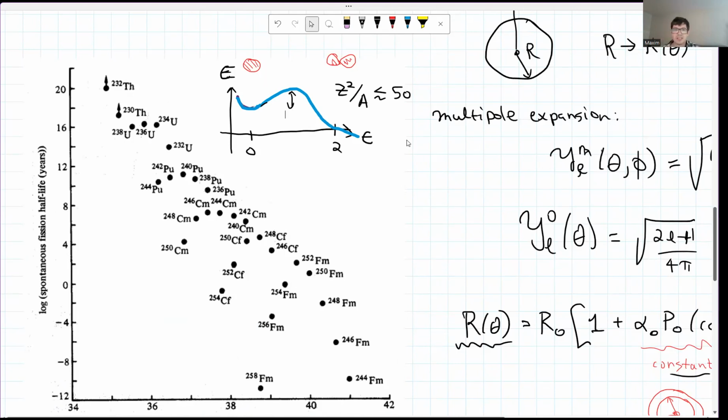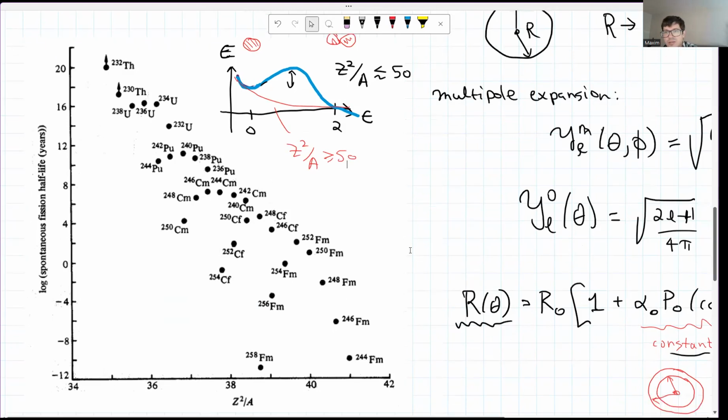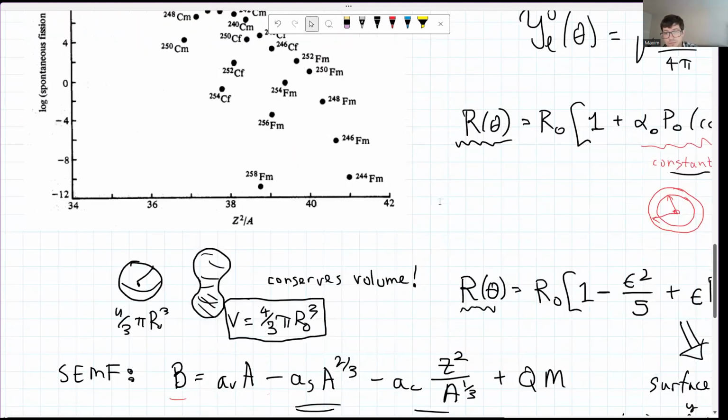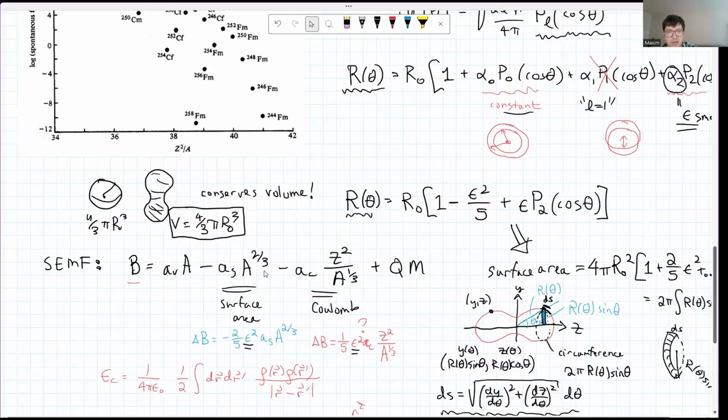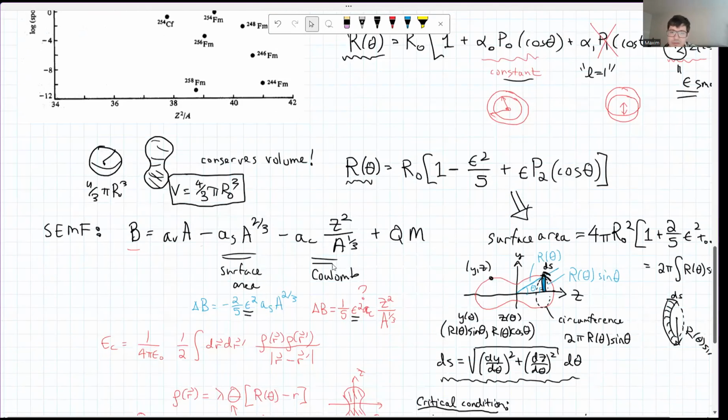All right, so hopefully that makes sense for spontaneous fission. Again, for the case where Z squared over A is bigger than or equal to 50, it just instantaneously starts deforming that way. But we can understand a lot of what's going on here by thinking about this semi-empirical formula and the competition between various terms.